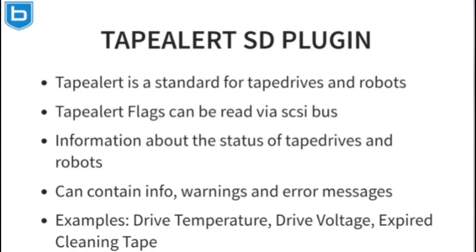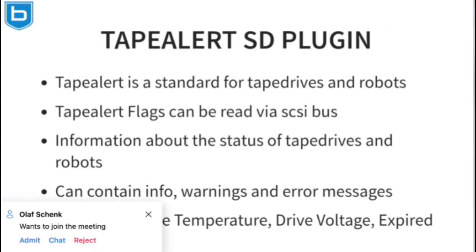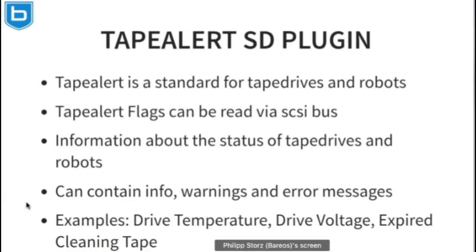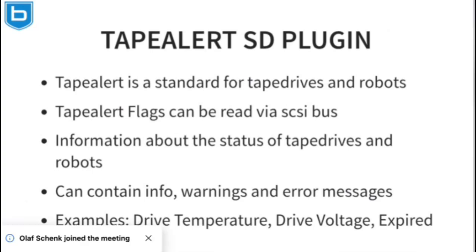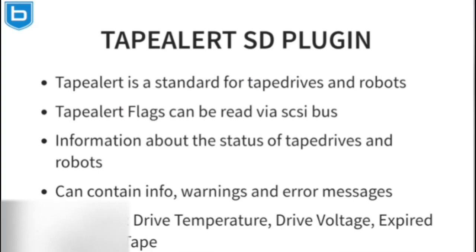Because until now, we didn't read out this information. And when there's a critical condition, often the only thing that we see as backup software is that we get a read error or other hard errors on the tape drive. And then we cannot react better because we don't have the knowledge. And on the other hand, the administrator also doesn't get the information what the problem might be. And that's what the tape alert is about.